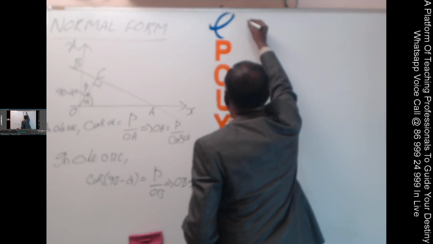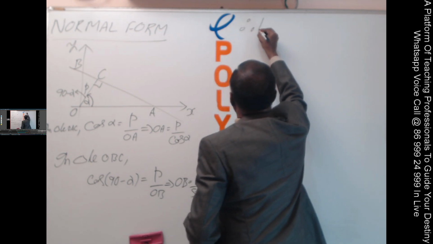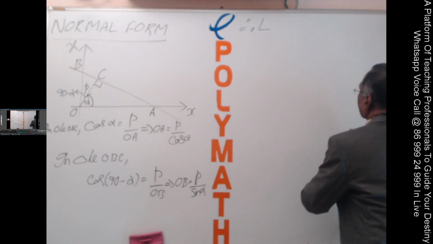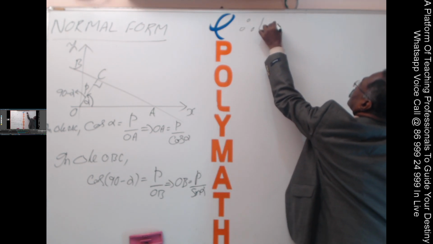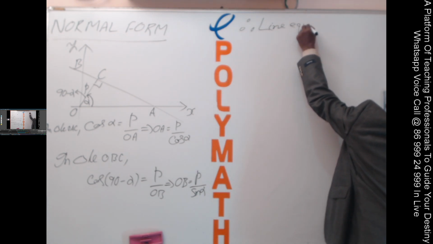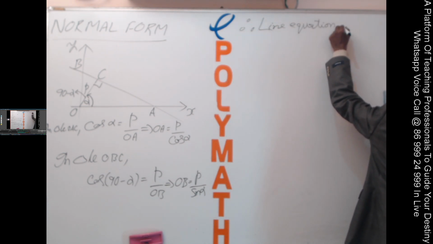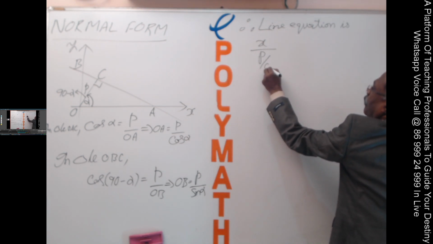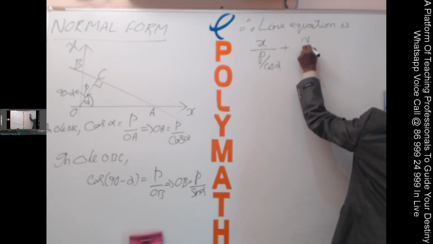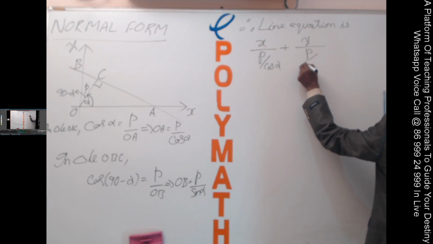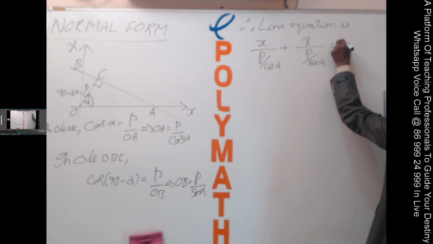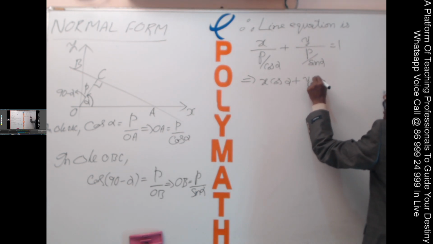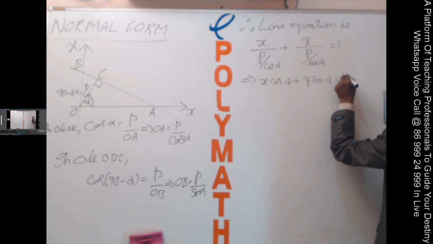Therefore, the line equation is x divided by p by cos alpha plus y divided by p by sin alpha is equal to 1, which implies that x cos alpha plus y sin alpha is equal to p.